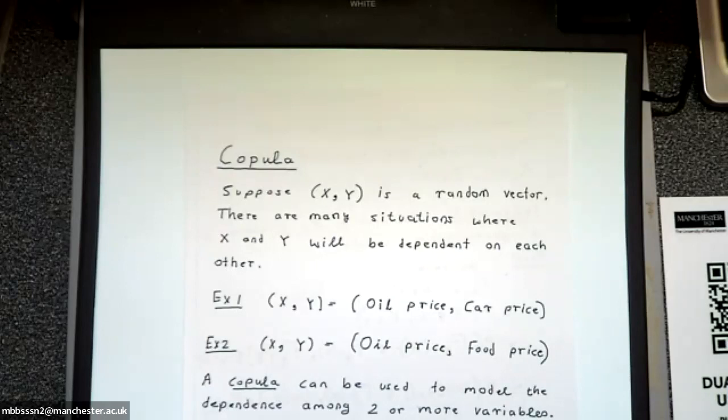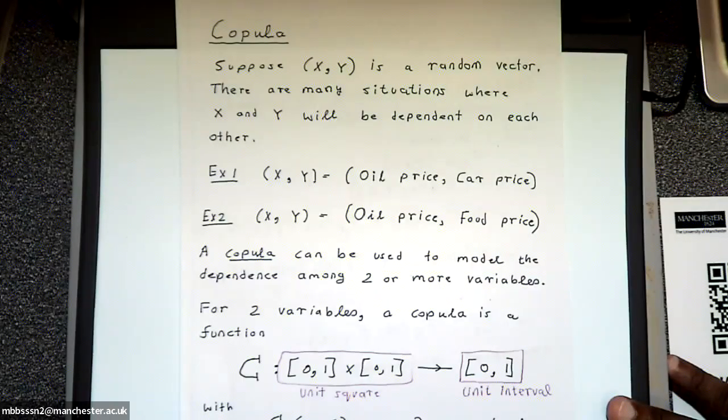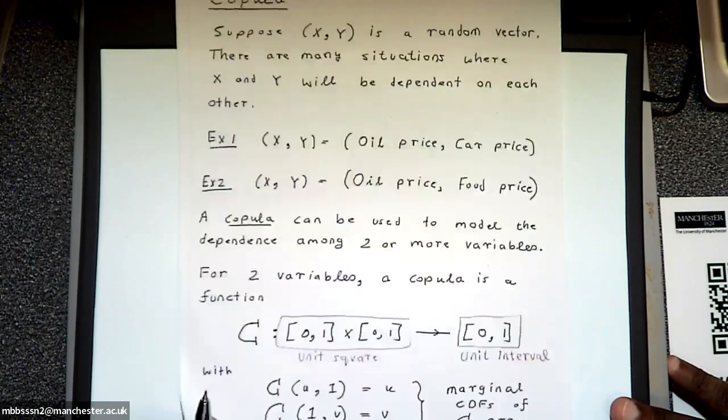So a copula is used to model the dependence between two or more random variables. But in this course, I will only talk about the case of two variables. For two variables, a copula is, loosely speaking, a function from the unit square to the unit interval. This is the unit square, and this is the unit interval, and it must satisfy these two conditions. That is, the marginals must be uniform(0,1). That's what these two mean. So this is a loose definition of a copula. I will give a more formal definition later on.